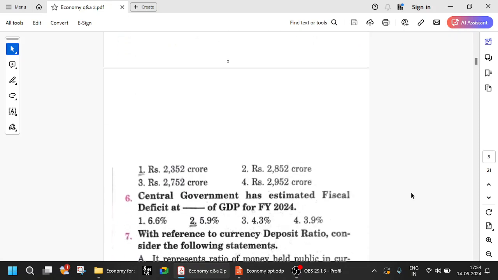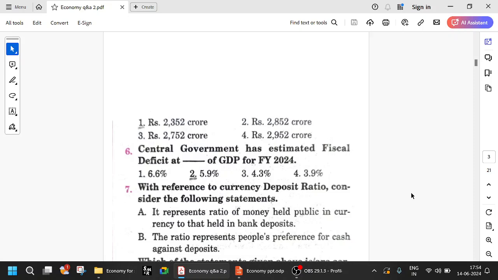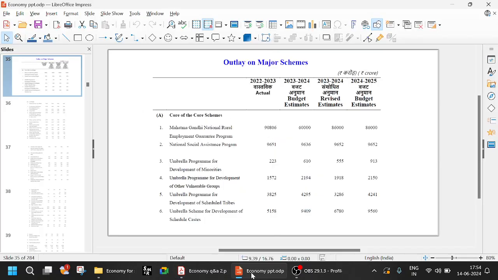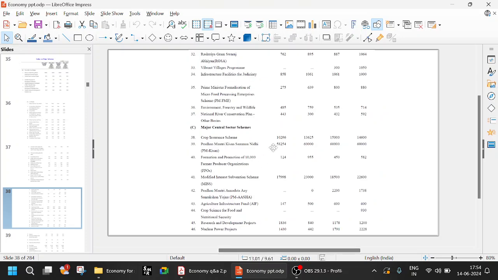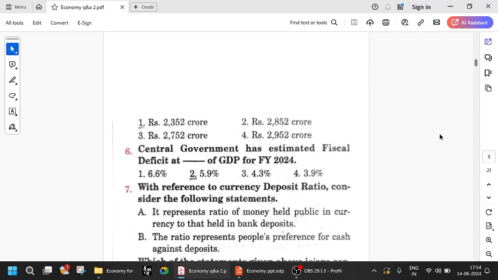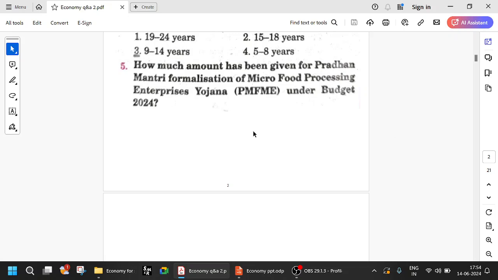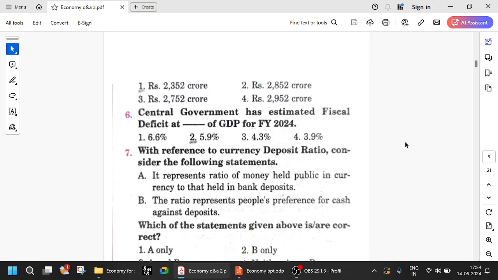So this we have seen, 880 crore. It is not there in the options. So just check here. It is 880 crore. So maybe he has taken something wrong, or maybe he has added all these things over a period of time, but in the budget it is given as 880 crore. The same question: Prime Minister Formalization of Micro Food Processing Enterprises, PM FME. PM FME is 880. Try to remember that. Don't go with this answer.